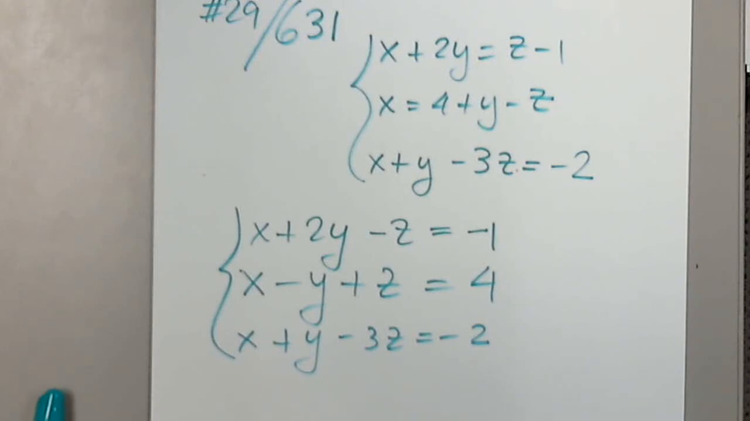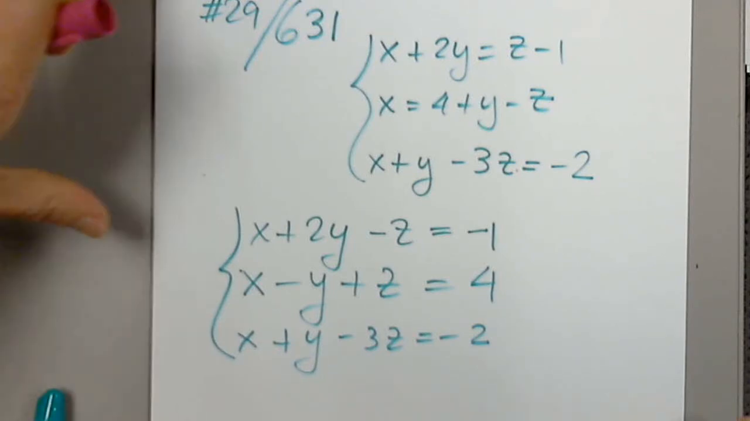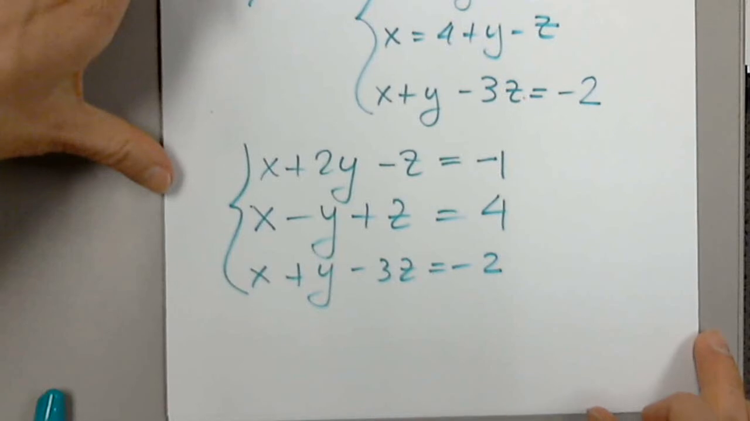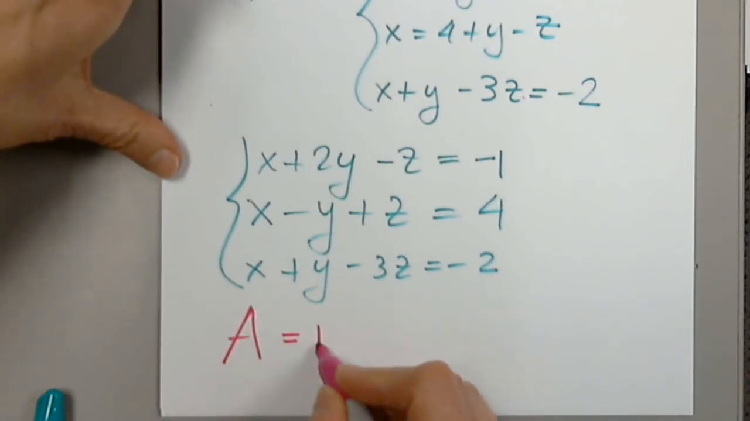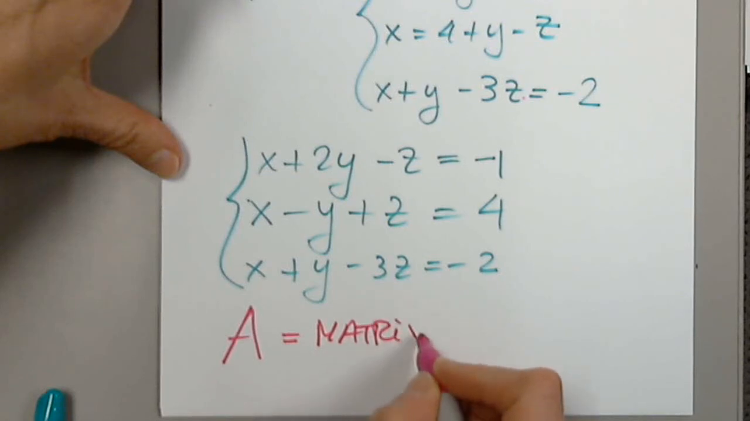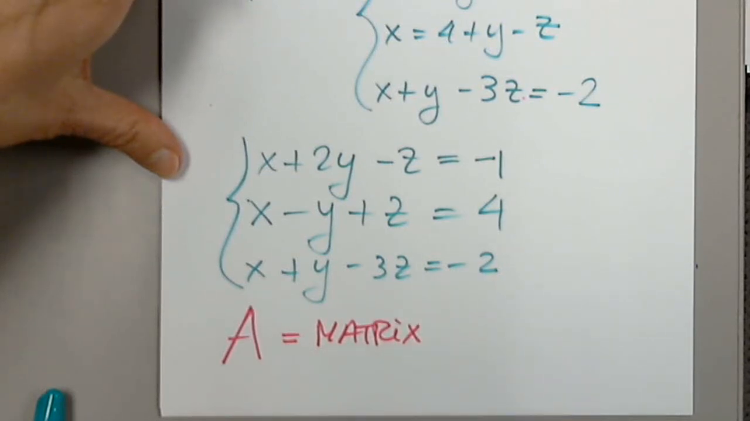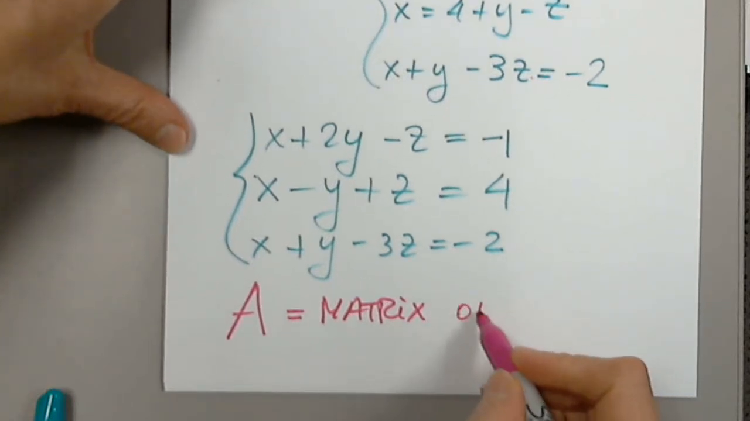Good. At this point, we have to identify a couple of ideas here. A is a matrix. And you can see, what is a matrix? I'll explain in 1 second what a matrix is. A matrix of coefficients.